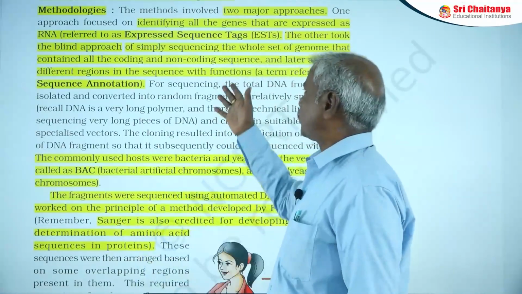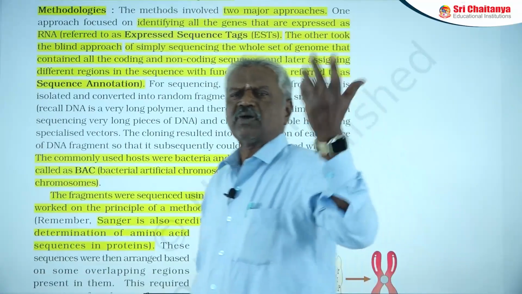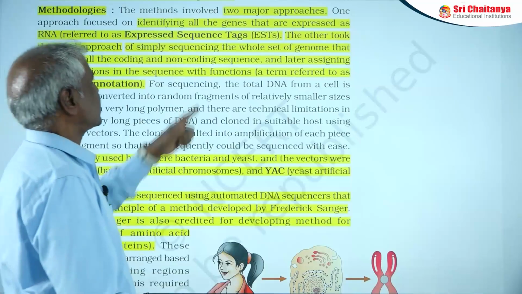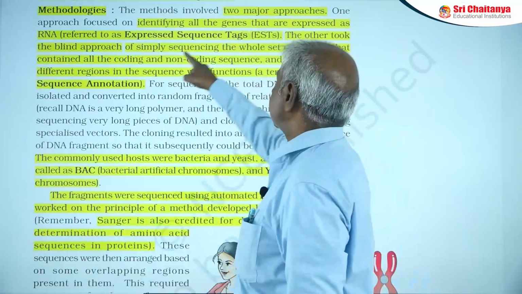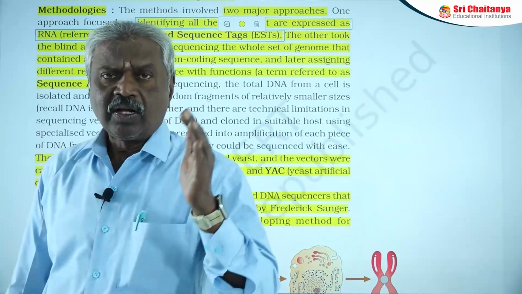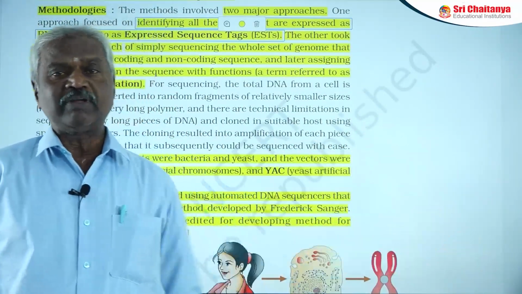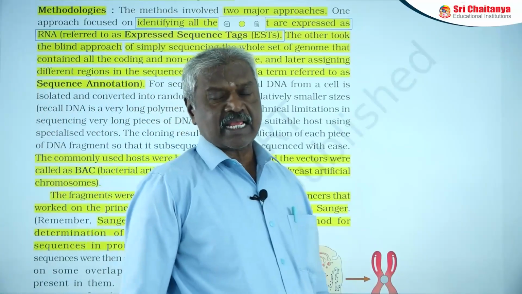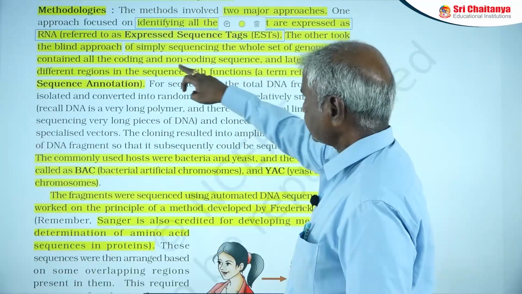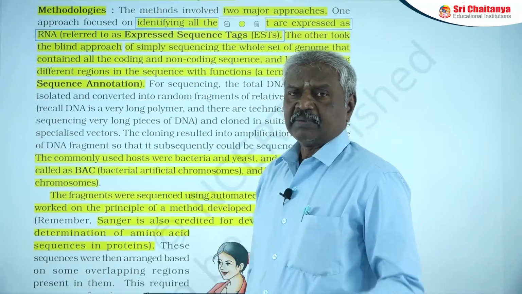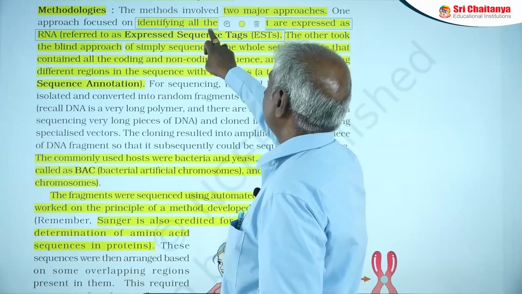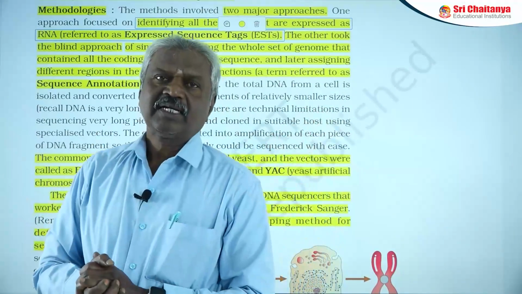But what are the methods employed by the people? Different methods we have seen, but the two major approaches are there. One is expressed sequence tags. See this. Here, all genes, just now I have shown you in a previous question. What are expressed sequence tags? The method in which all genes that are expressed as RNA are identified, in which only genes are identified.